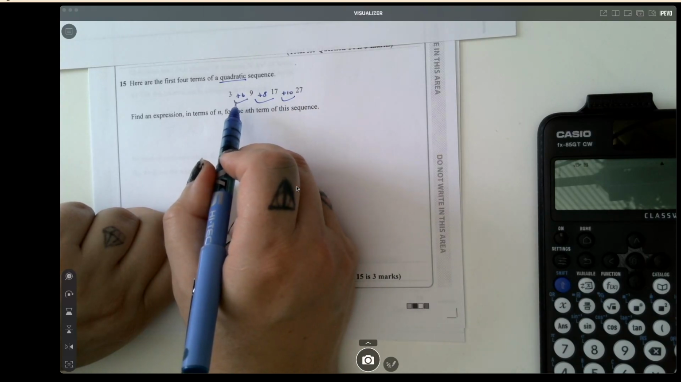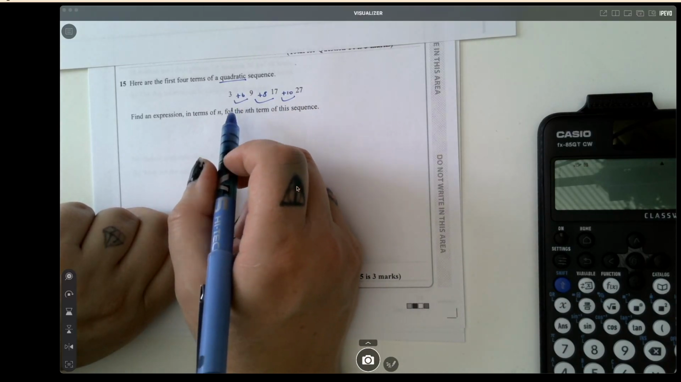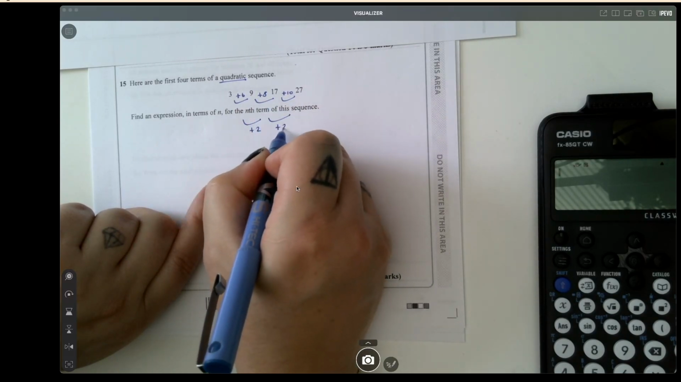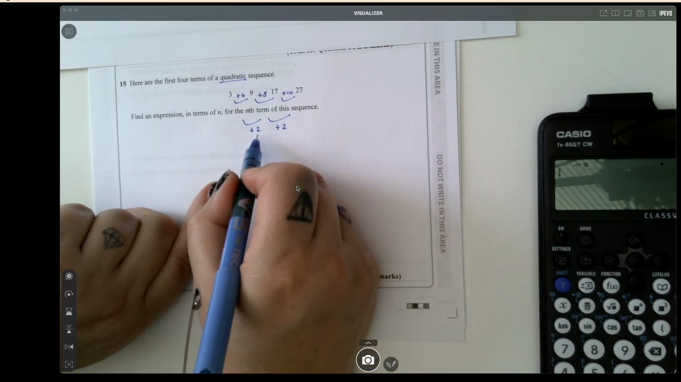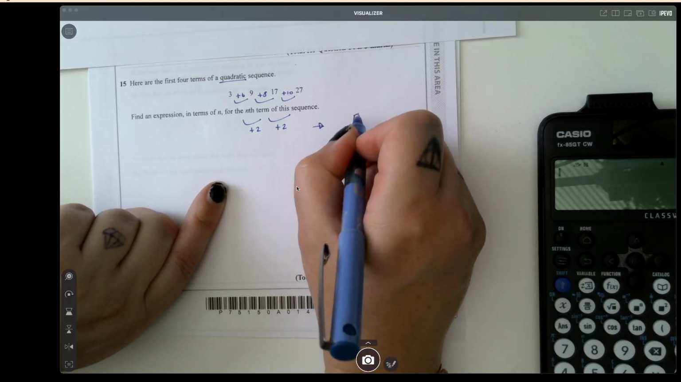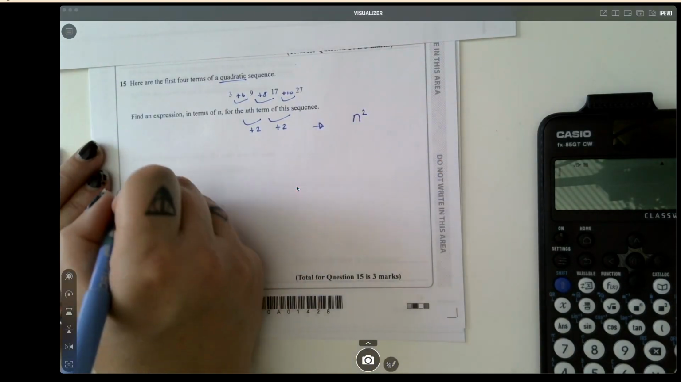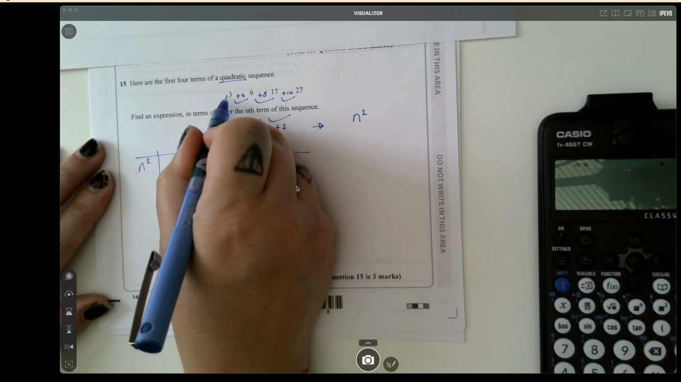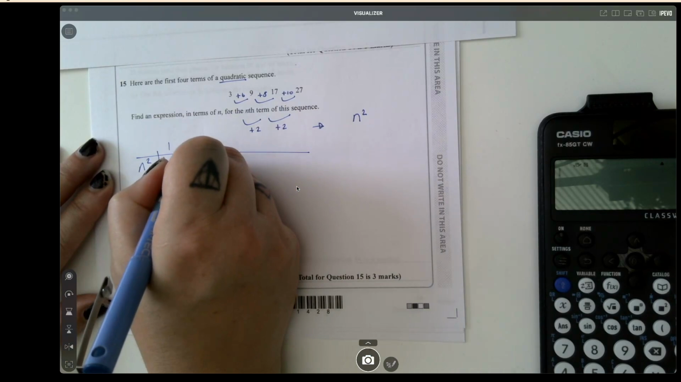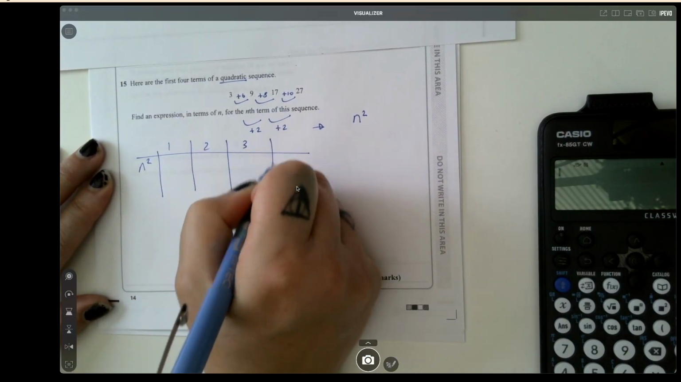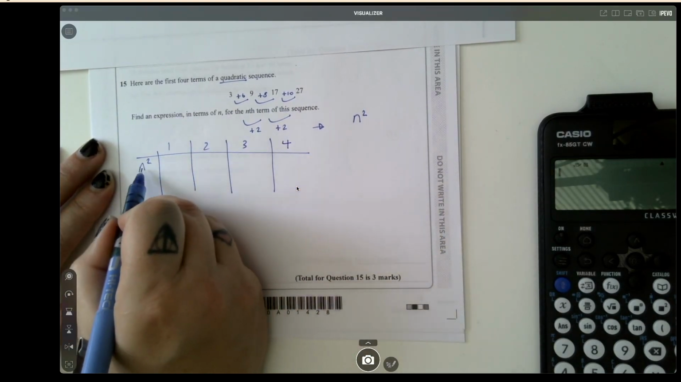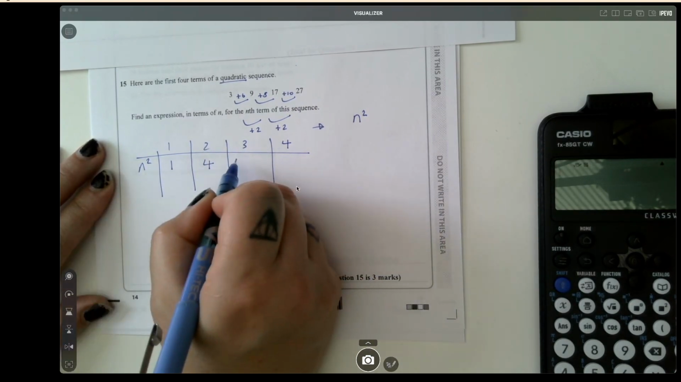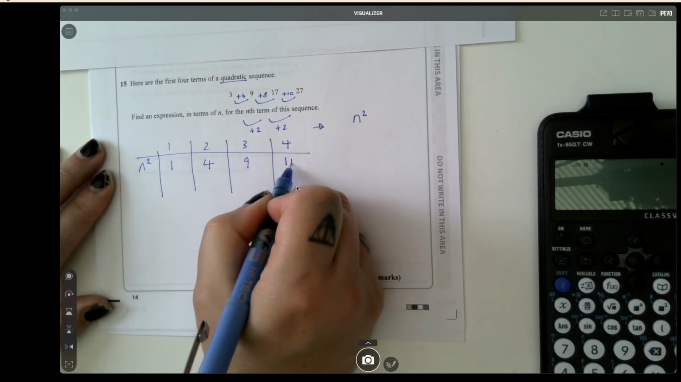Now we need to find the second difference. That's the difference between the differences. So from 6 to 8 we add 2, from 8 to 10 we add 2. So we're going to half that second difference, and that tells us we have 1n squared. So I'm going to generate that n squared sequence now. So we've got 4 terms, 1, 2, 3, 4. So first term, second term, third term, fourth term. So 1 squared is 1, 2 squared is 4, 3 squared is 9, 4 squared is 16.